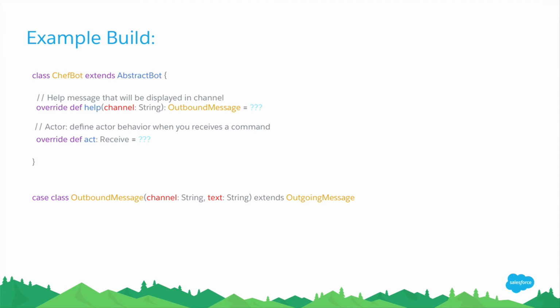So, an example: let's say you want to build a Chef bot using the Scala bot. It's quite easy. You only need to implement two things. One is the help method, because if you're going to expose something to users, they want to know what that thing is doing. So the help method is where you define what the bot is going to do, what the expected actions are, and what the expected responses are. The second thing you need to define is the act, which is an actor, which defines the behavior the system is supposed to do when it receives a command.